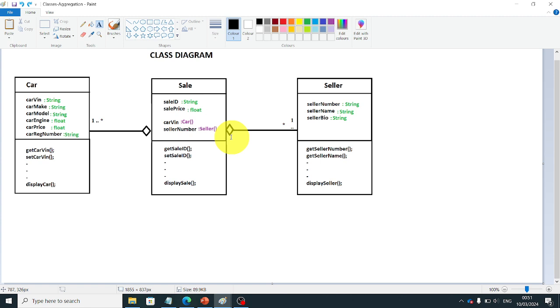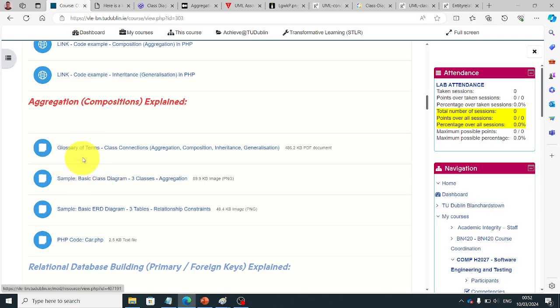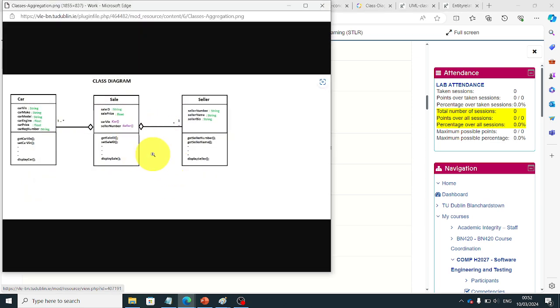And I think from what I can see, most people seem to be just having some kind of partial relationship or a full relationship. Okay. Now, I haven't included many in this because I don't want to overcomplicate it too much in explaining this. This diagram is on Moodle. You'll find it there if you just look at this particular slide here, sample basic classes aggregation.